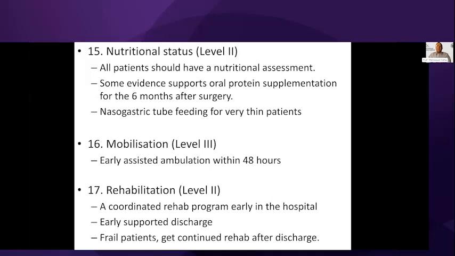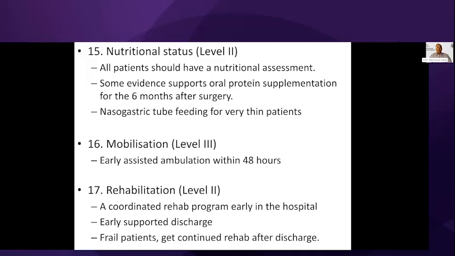Nutritional status, this is something very important and is usually ignored. I actually do this not only for trauma patients, but also for elective patients coming for joint replacement. It is very useful to fight infection and also to improve the rehab. These patients should have nutritional assessment. Some evidence supports using oral protein supplement for 6 months after surgery. Nasogastric tube feeding for some patients is needed. And this is level 2.